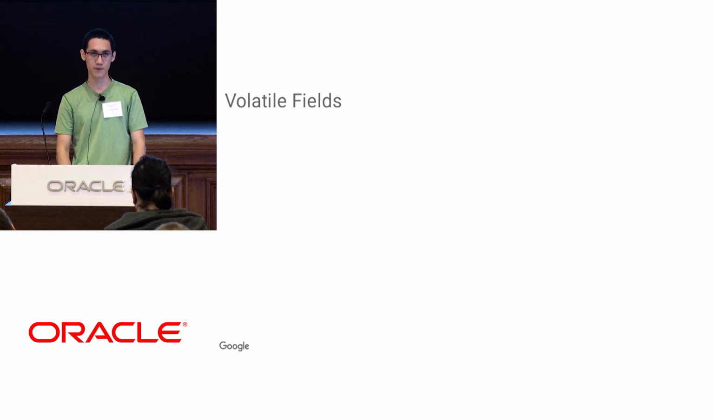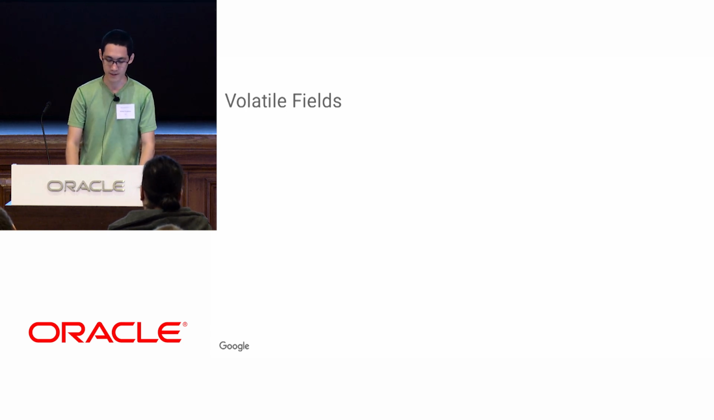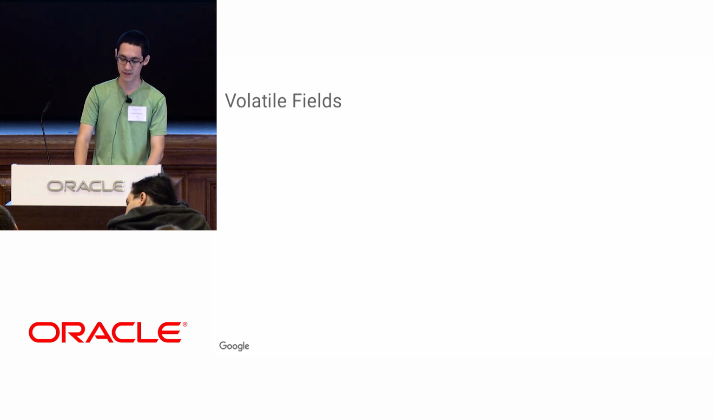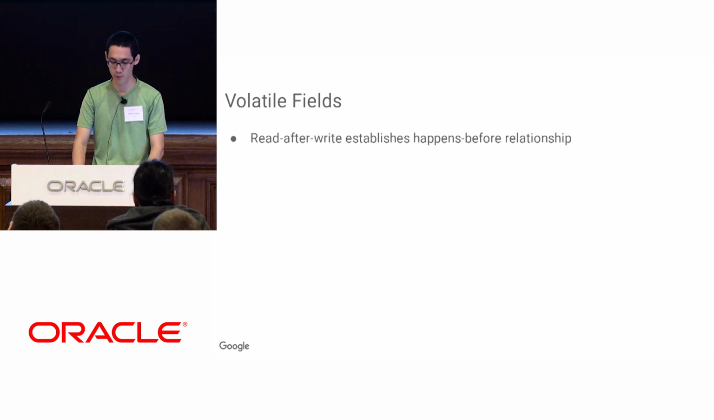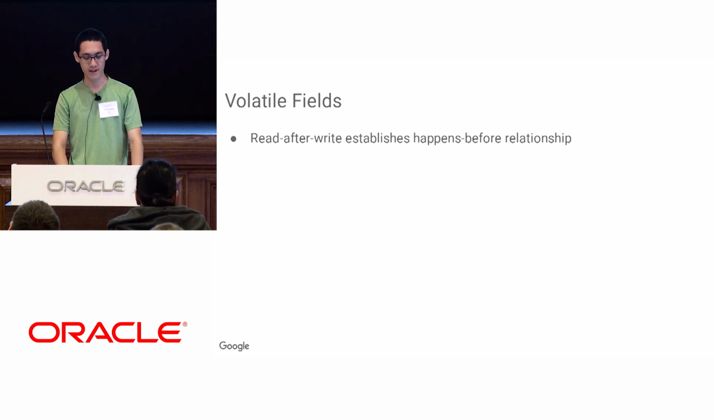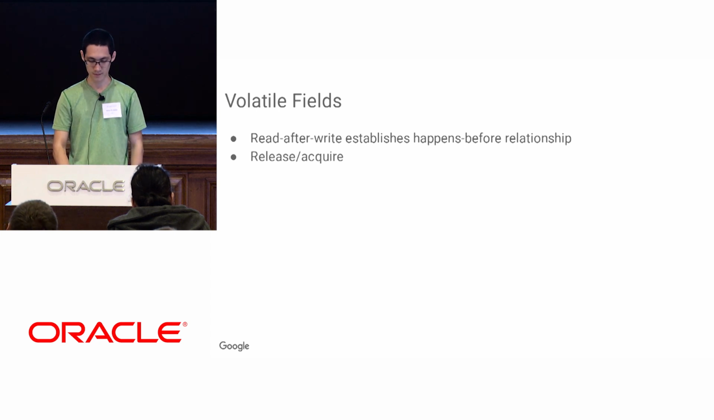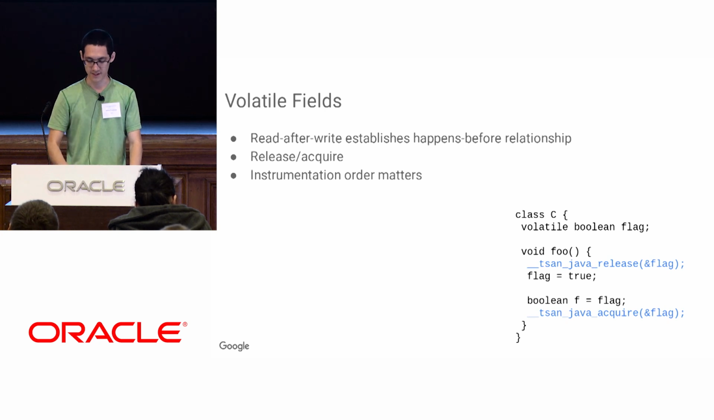And volatile fields. What I said on the previous slide was all for normal fields, but volatile fields aren't racy according to the Java memory model, and they actually establish their own synchronization. So if one thread writes to a volatile field and another thread reads from it, then there's a happens-before relationship between those two threads. And we tell TSan about that by modeling it as a release and acquire. So you can see there's a release and acquire in the instrumentation there.